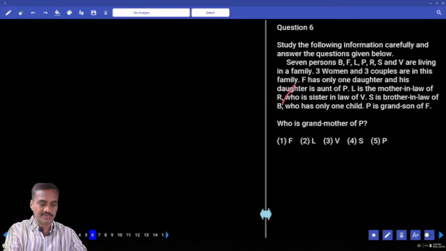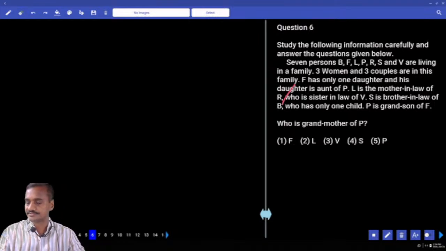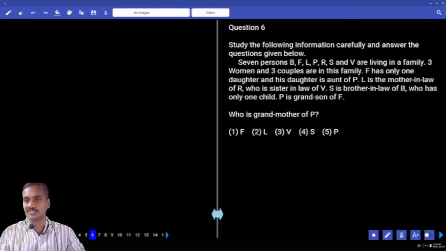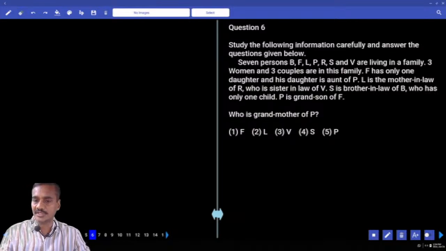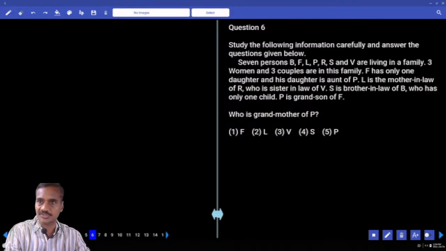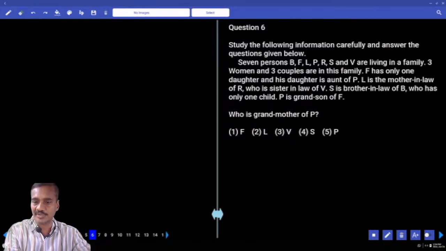Then 6 to 8. Now 6 to 8, first priority or not? And how many persons are there? 7 persons living in a family, and there are 3 women and 3 couples. That means all the women are married, isn't it? Now 6 persons got married, and there is only 1 unmarried.